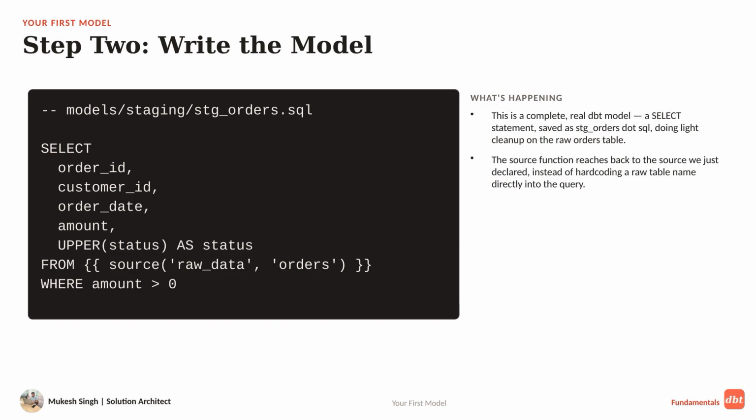The important detail is that source function call. Instead of hardcoding the raw table's name directly into the query, it reaches back to the source we declared a moment ago, which is exactly what lets dbt track this model's dependency correctly, and warn you later if you ever try to delete a source that another model still quietly depends on.